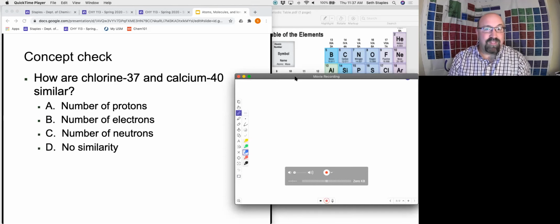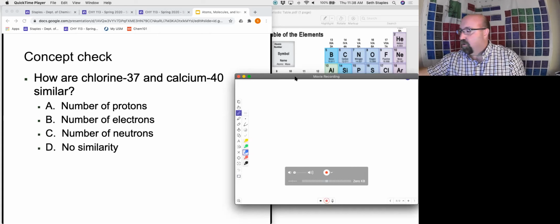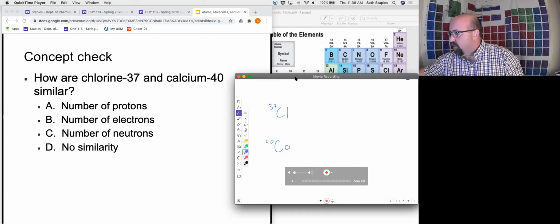And we're back. So I would go through the same sort of analysis that we just did, but now we're going to look at our number of protons, electrons, and neutrons for each of these different isotopes. Let's set up a little table here maybe. So first we're going to have chlorine-37. We also have calcium-40. Let's look for each of these at our number of protons, our number of neutrons, and our number of electrons.